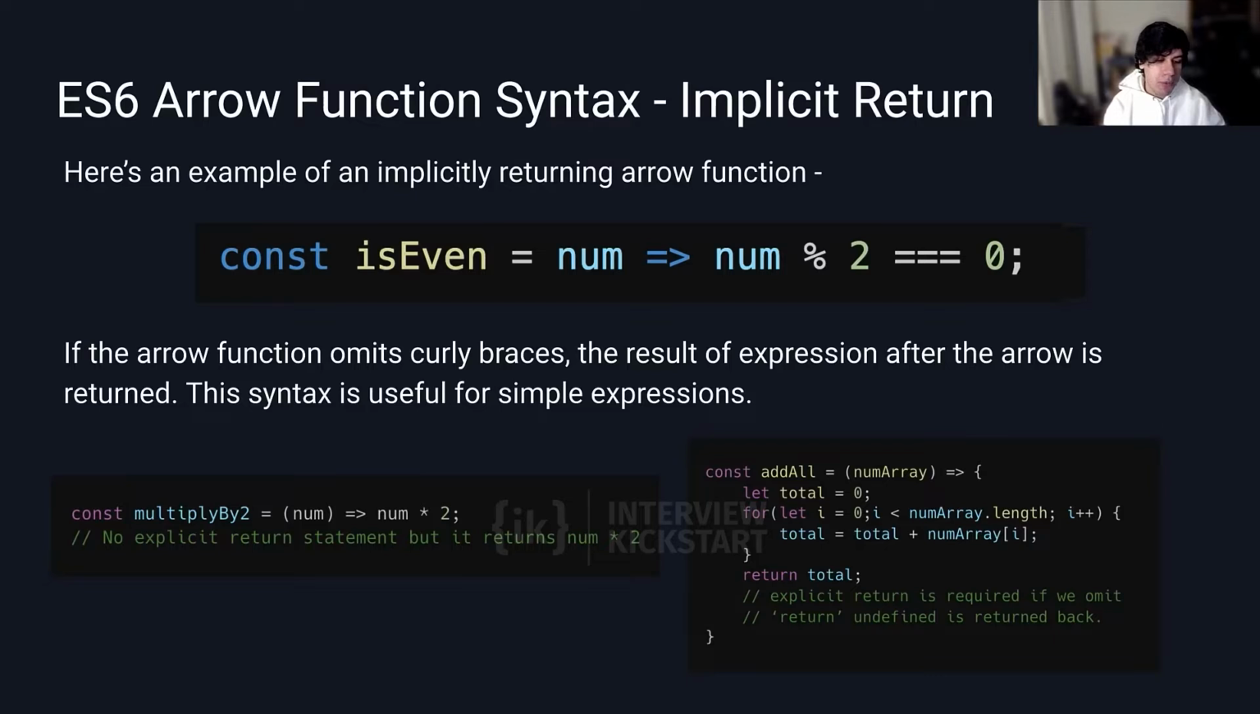You can see another example on the lower left here, where we have a multiply by 2 function that simply takes a number and returns that number multiplied by 2. However, let's say we have an add all function like we see in the lower right here, where we're given a number array. If we want to use a for loop and declare variables, in that case we do need our curly braces in order to make those statements. And we need the explicit return, exactly the same as if we had a conventional function.